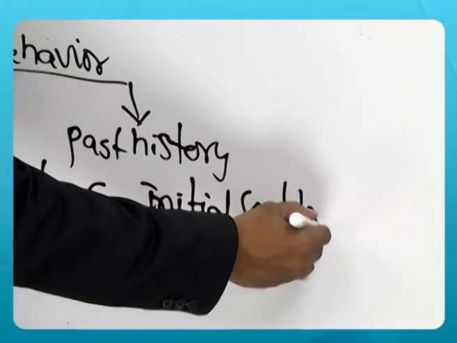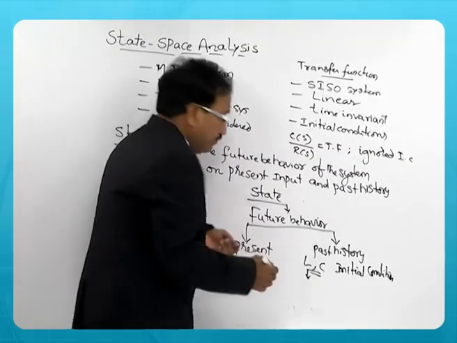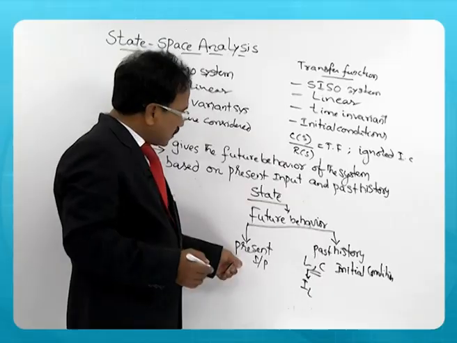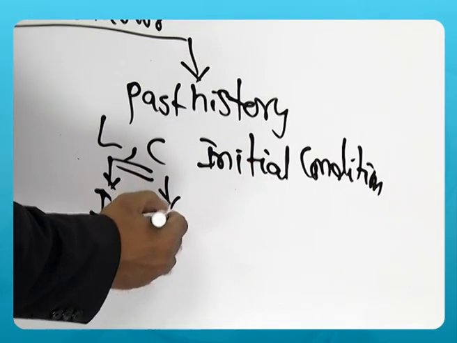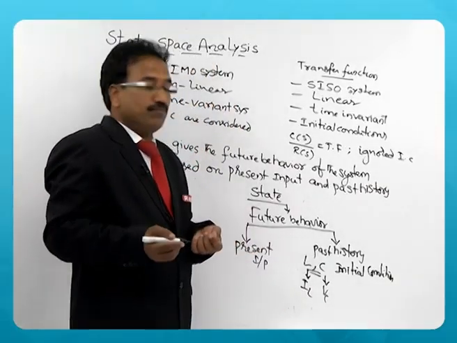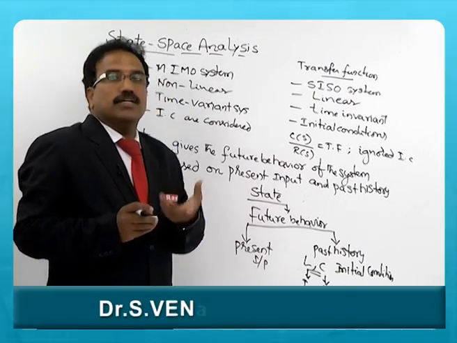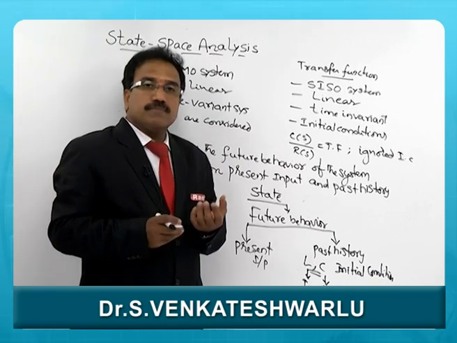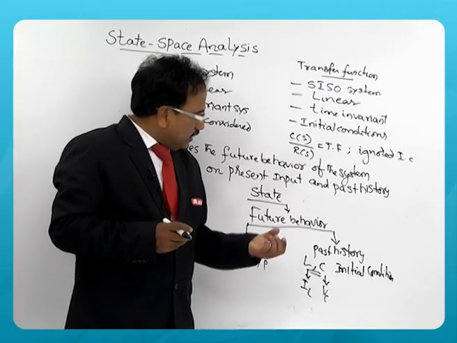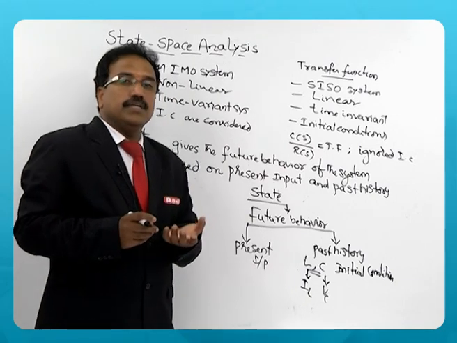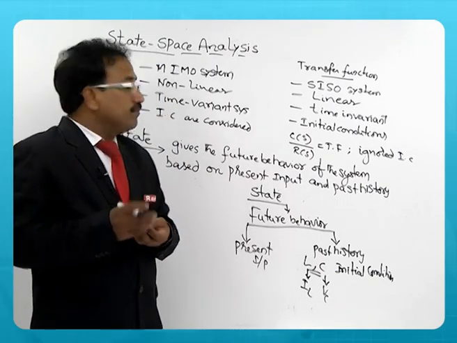These initial conditions are to be considered. When you consider an inductor in the system, what is the current through the inductor prior to the present input? That is called past history. And what is the voltage across the capacitor before? That is also the past history. So, memory is nothing but energy storage elements. If they are existing in the system, then the current through the inductor and the capacitor voltage are considered as state variables of the system.